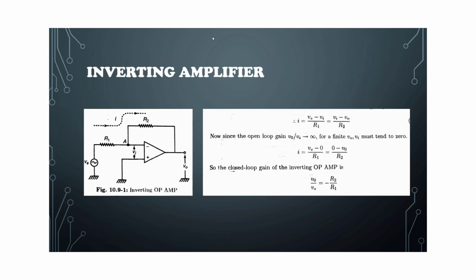So using the given equations, we finally find the closed loop gain of the inverting op-amp is Vo by Vs equal to minus R2 by R1. The negative sign indicates that the output is 180 degrees out of phase with the input.